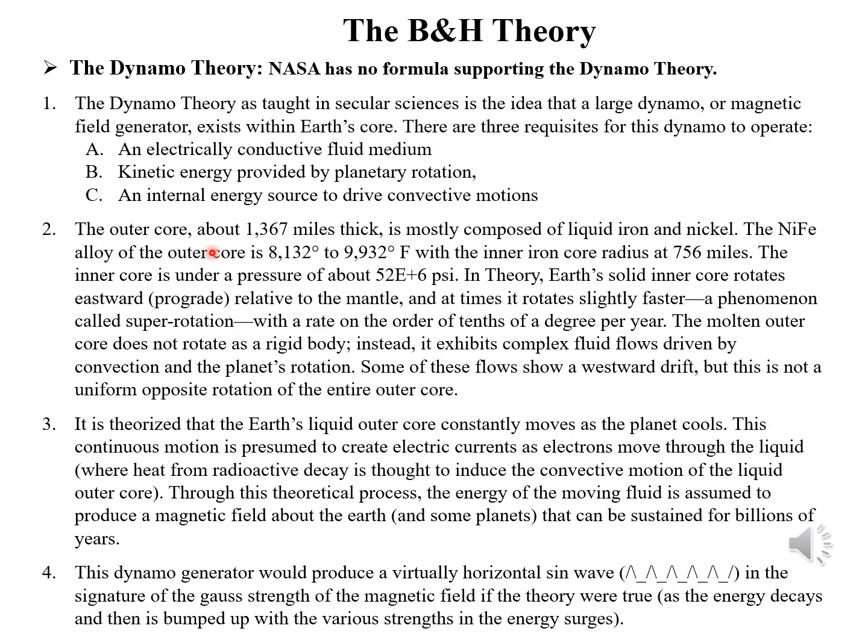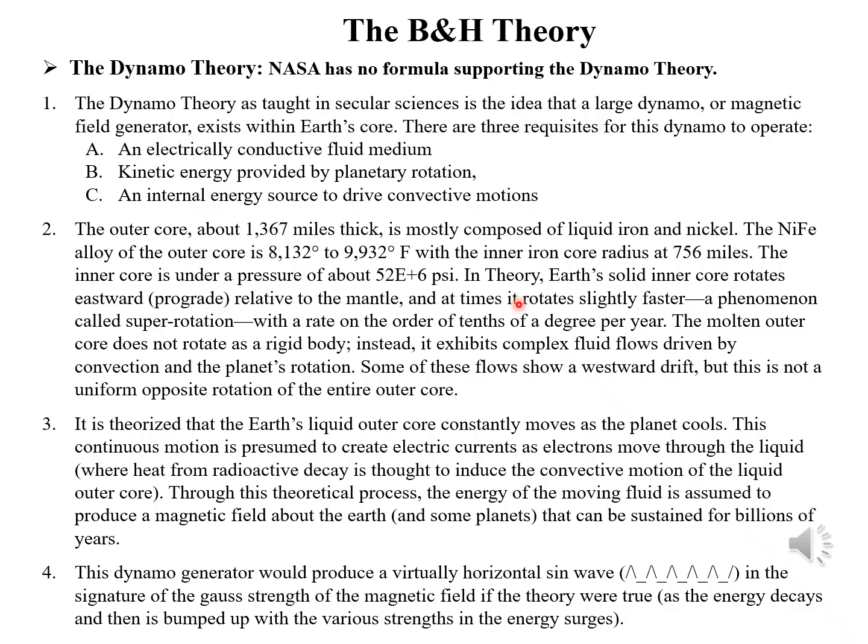The outer core, at about 1,367 miles thick, is mostly composed of liquid iron and nickel. The nickel-iron alloy of the outer core is 8,132 degrees to 9,932 degrees Fahrenheit, which is almost the surface temperature of the sun, with the inner iron core radius at 756 miles, which is about 1,500 miles diameter. The inner core is under pressure of about 52 million psi.